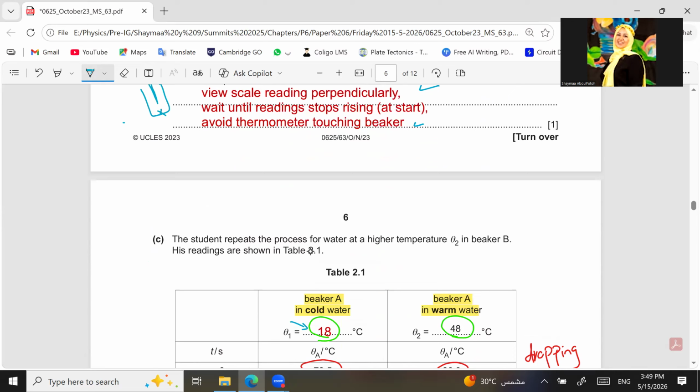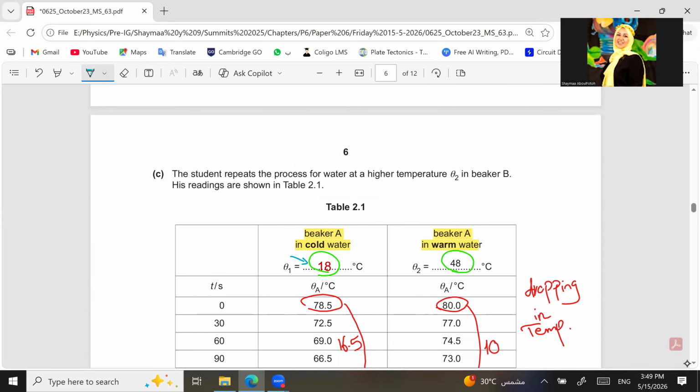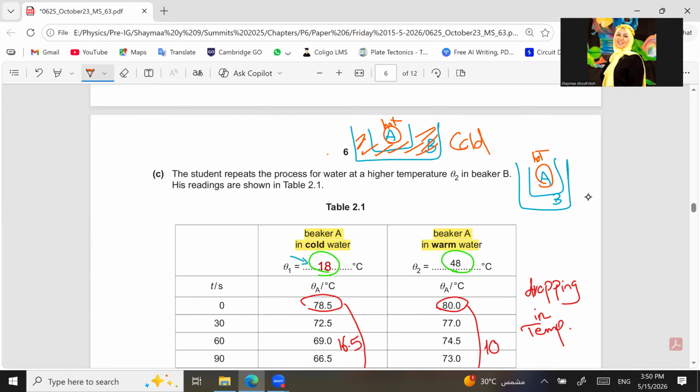Now, the student repeats the process for the water at higher temperature theta 2 in beaker B. What does it mean? I said at the first one, we have two cases: beaker A inside beaker B. What is the difference between them? Yes, maybe A has hot water, it's okay. But B, the surrounding water at the beginning, was cold. And then the surrounding water in the second experiment was hot. So this is the temperature, 18 or 48.